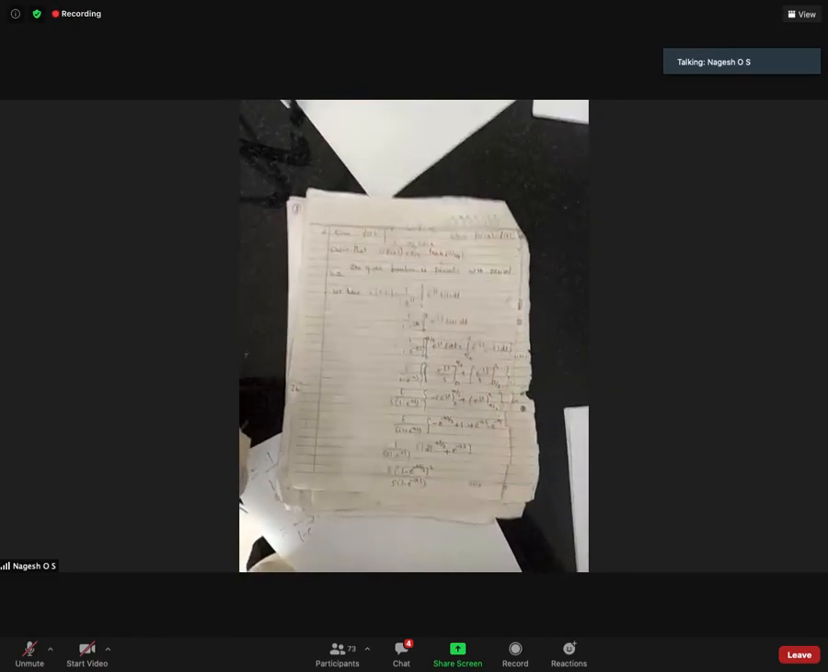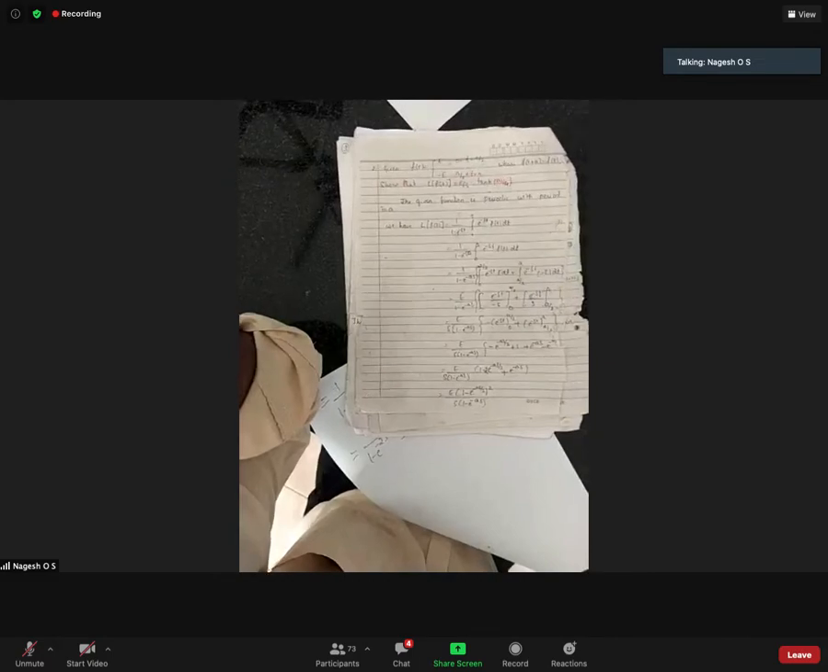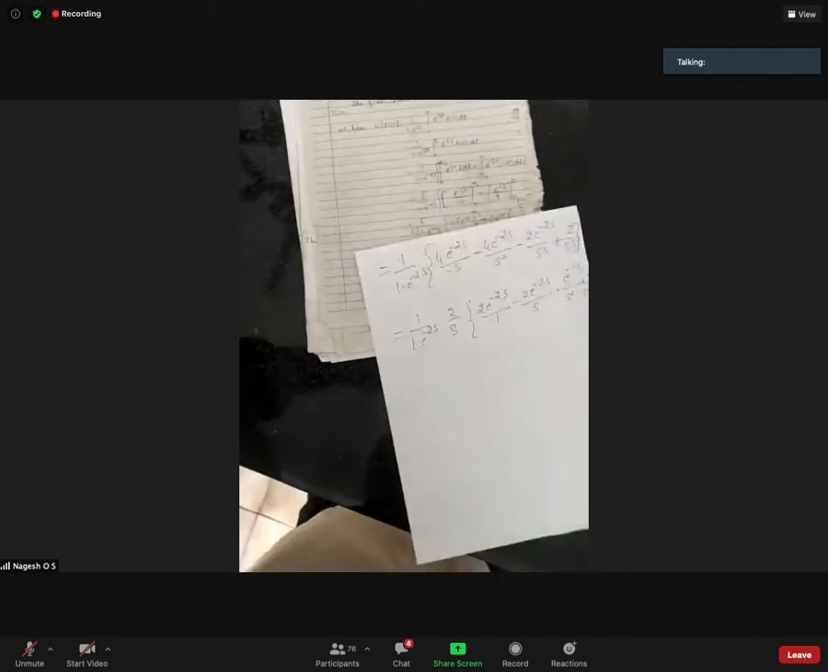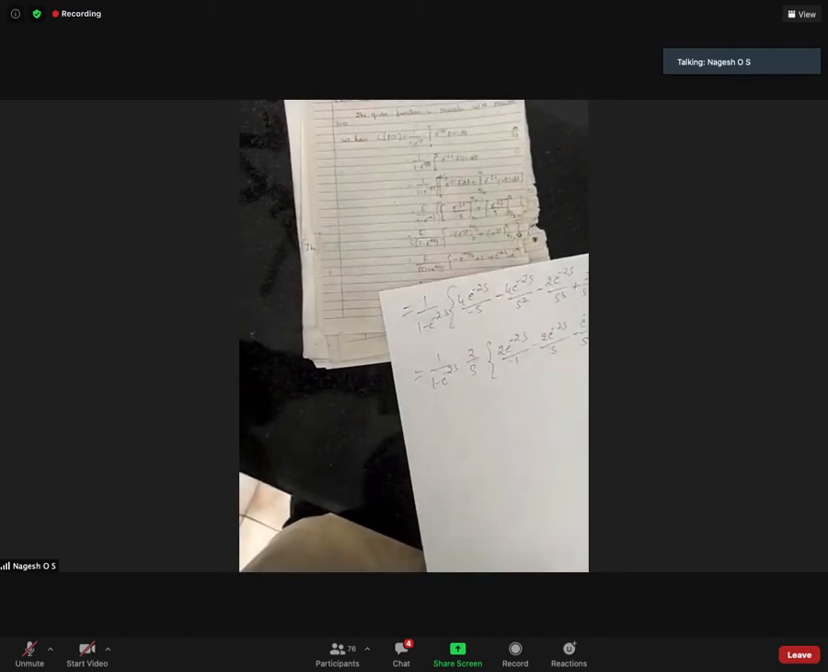I'm holding one phone. I'm holding a phone in my hand. So that's why we are taking this much difficulty to show this. I thought this may be difficult. We can't explain using PPT. That's why I am using this. Okay, next problem.